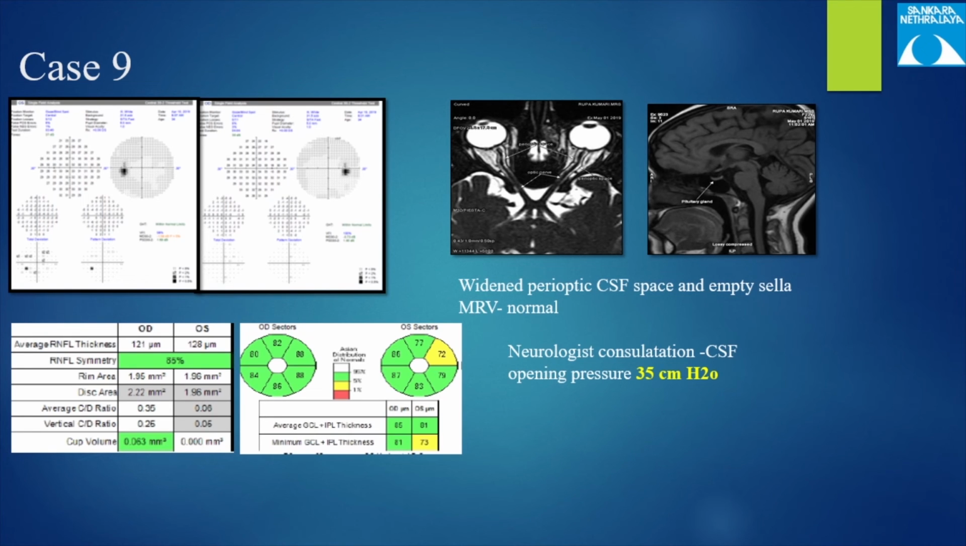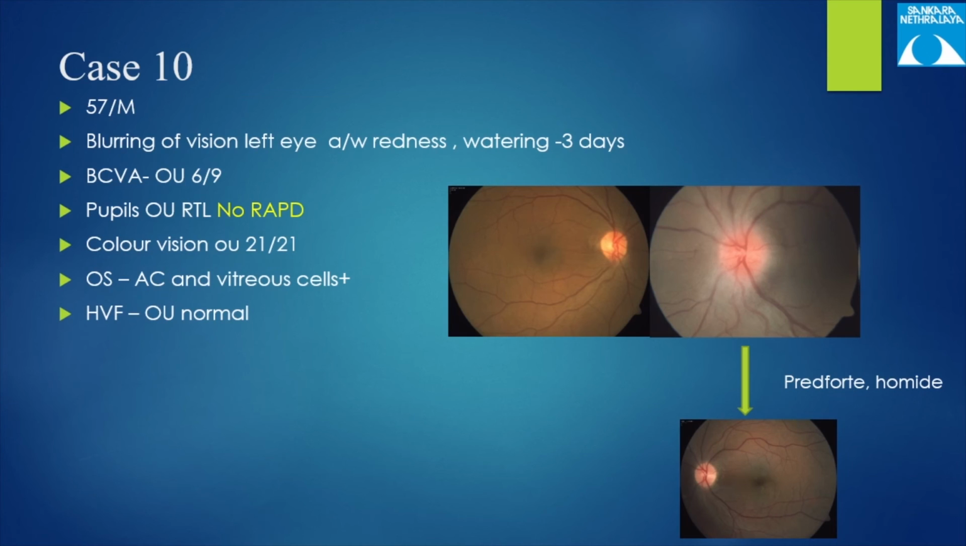MRV was also normal. Remember, in all patients with papilledema or bilateral disc edema, when suspecting papilledema, do not forget to order MRV. So this patient, her CSF opening pressure was 35 centimeters of water, and she had asymmetrical papilledema. Okay, next are a few cases which you all should definitely know.